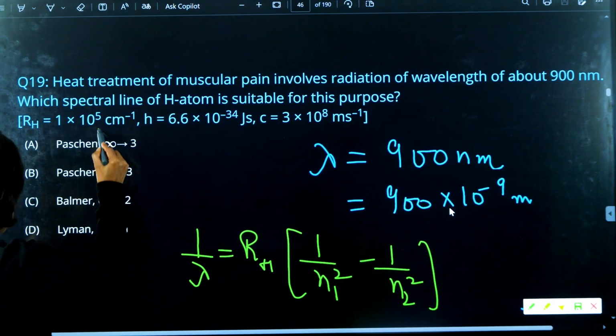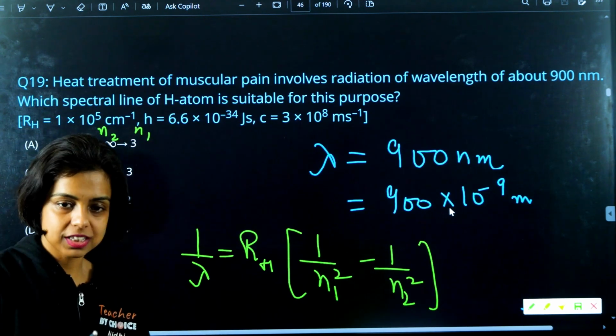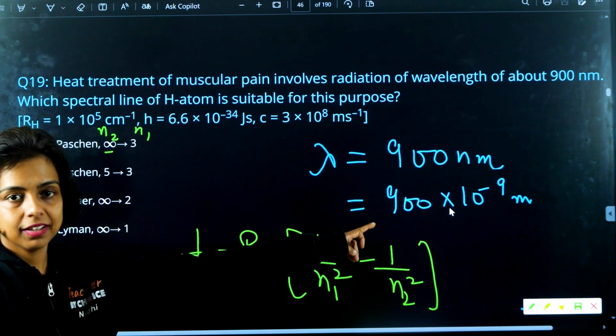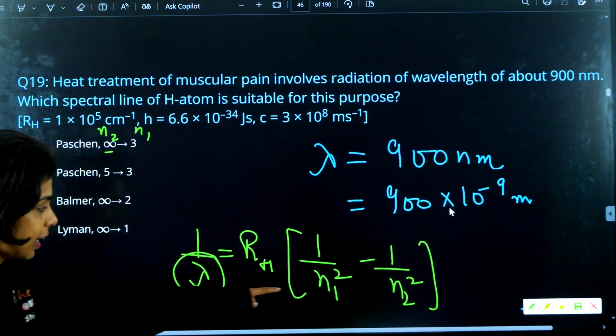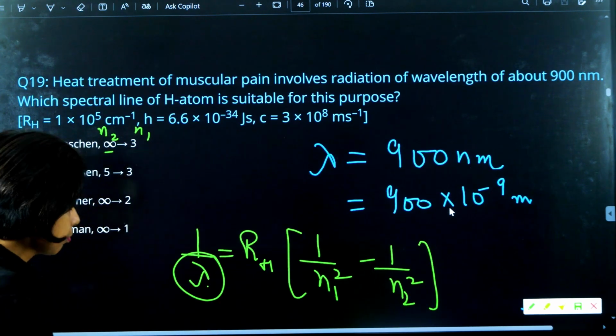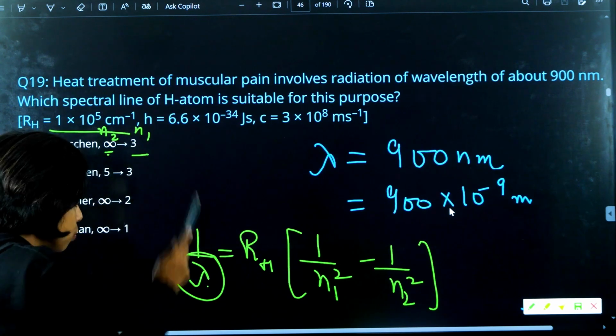So these are the N2 values, infinity, and this is the N1 value. Put in the various values and see which will give you the required lambda. Lambda has to be equal to 900. Right? Try the various combinations. Put N1, N2 values here and just take care of the units, guys. So in the first case, N1 is 3, N2 is infinity. Rydberg constant is given to you. Check the value of lambda.